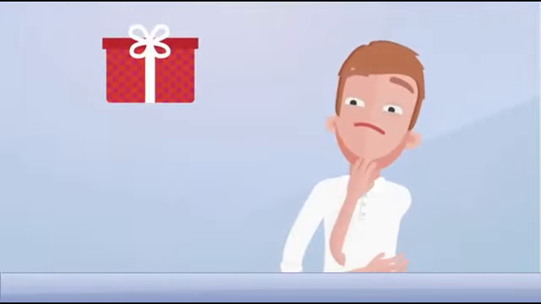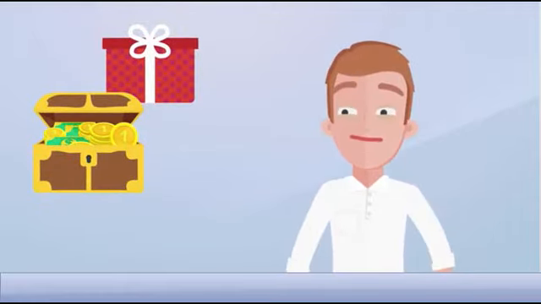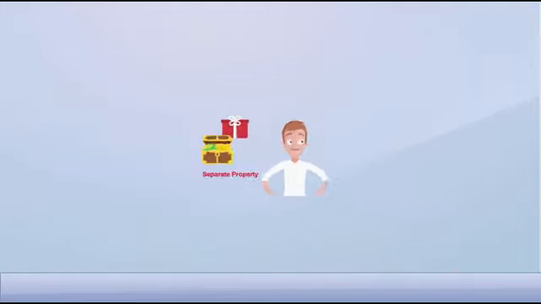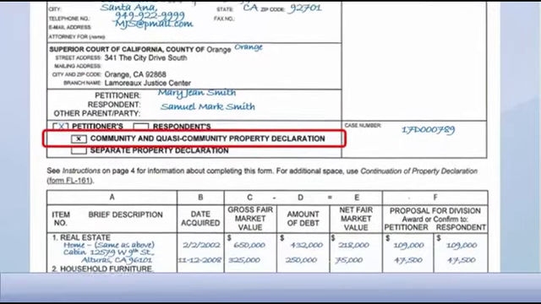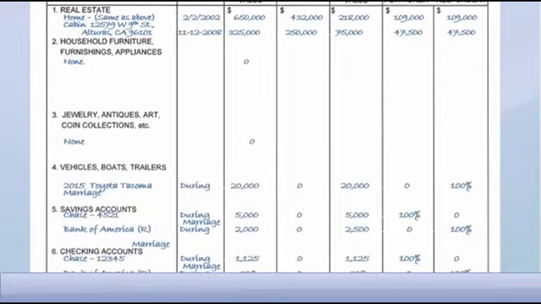You may be wondering about gifts or things you have inherited. Gifts received during the marriage, or anything you inherited during the marriage, are generally considered separate property. On the community property declaration, include all assets and debts acquired by either or both of you during the marriage or domestic partnership. There are some exceptions to these rules.